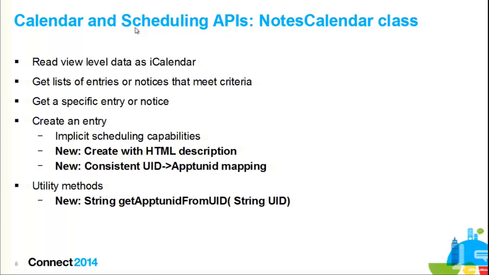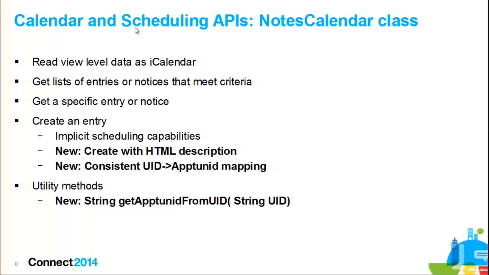Create entry. This is one of the things we're going to focus on in the demo. But give iCalendar input, put it in my calendar, and make this event happen. We talked a little bit about implicit scheduling. When you do this, we'll send out the invitations for you. You don't have to worry about it. A couple things are new here in 901. First is iCalendar has a plain text description, but we now allow HTML content to be specified via a proprietary tag, which we'll look at in a little bit.